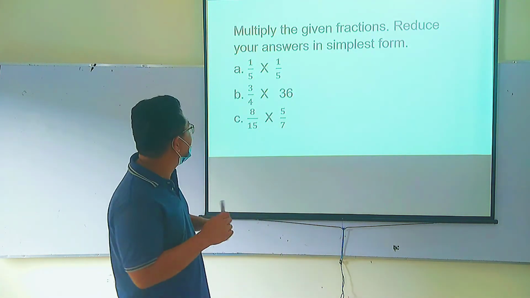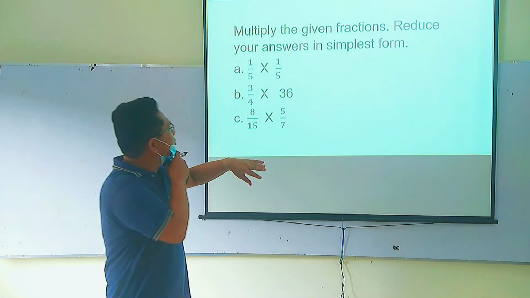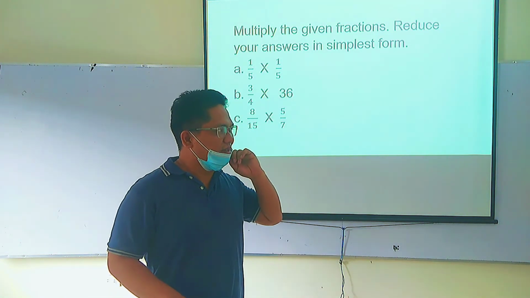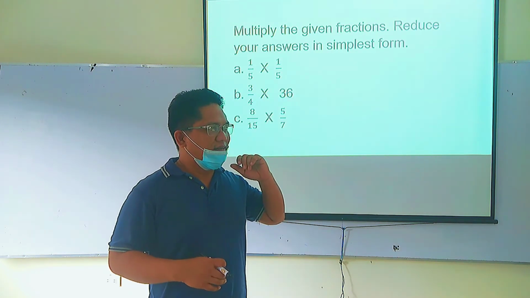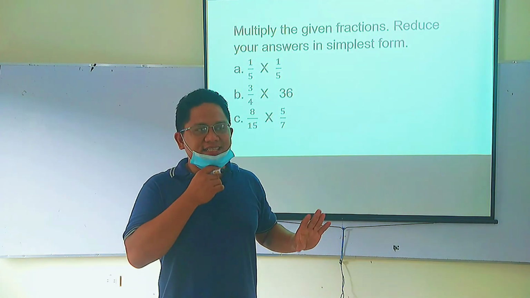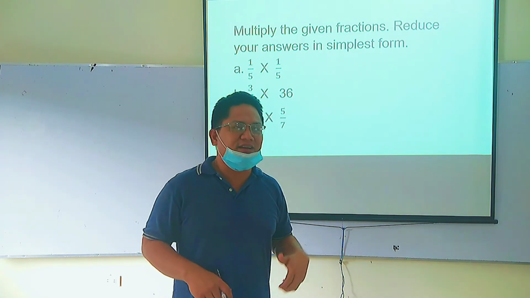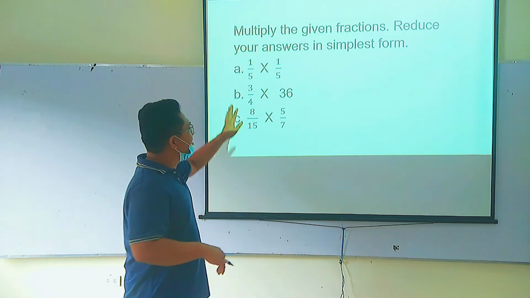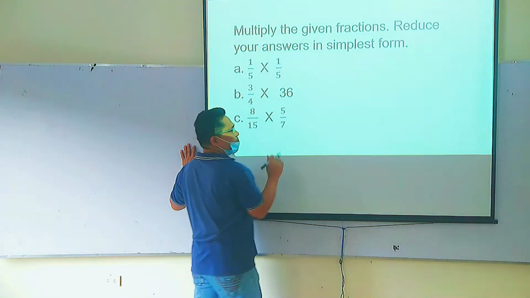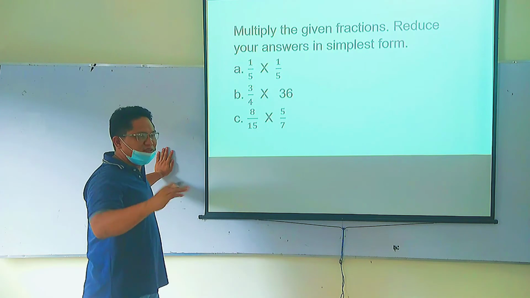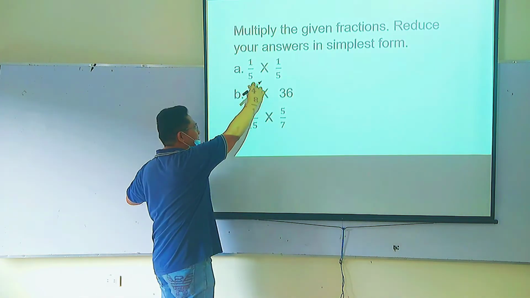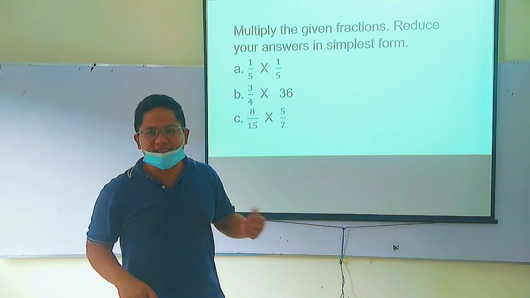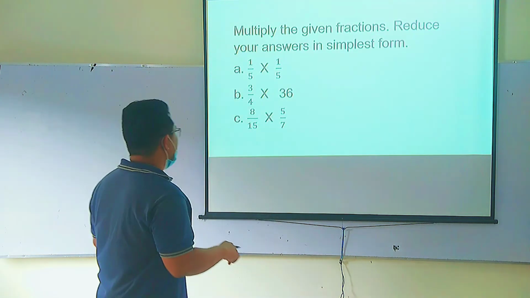Okay, multiply the given fractions and reduce the answer to its lowest term. Multiplication is very straightforward. It doesn't matter if the fractions are similar or dissimilar. You just get the product of the numerators by multiplying them, and you get the product of the denominators by multiplying them, and just reduce the answer to its lowest term.